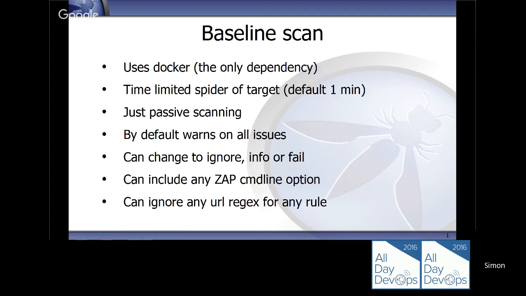And by default, the baseline scan will just warn if it finds any issues. And if there are no issues, it will return with 0. If it warns or fails, it will return with different values. And it's very easy to change those warnings, to ignore them, or to change them to failures. You can include any ZAP command line option, which is very useful, as we'll see later. And you can also ignore URLs based on regex patterns for any rule or all rules.